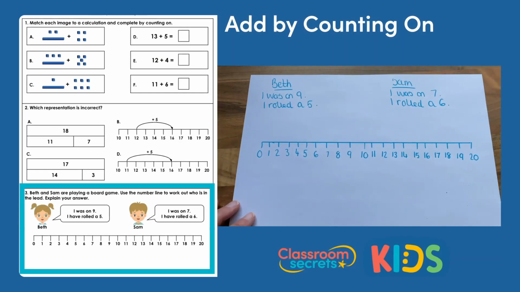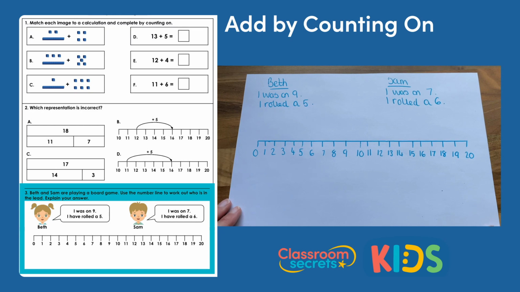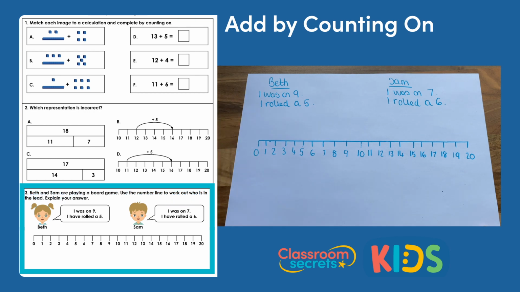The final question then: Beth and Sam are playing a board game. Use the number line to work out who is in the lead. Explain your answer. So Beth says, I was on 9 and I have rolled a 5. Sam says, I was on 7 and I have rolled a 6.